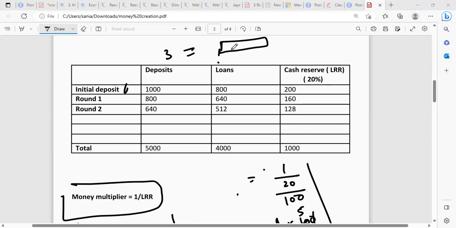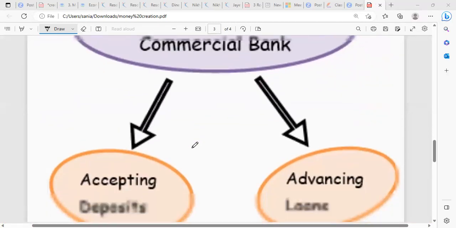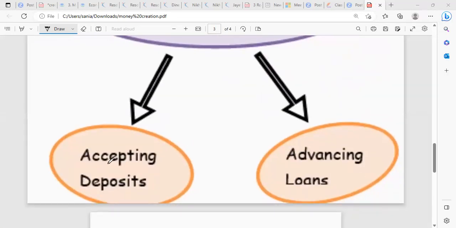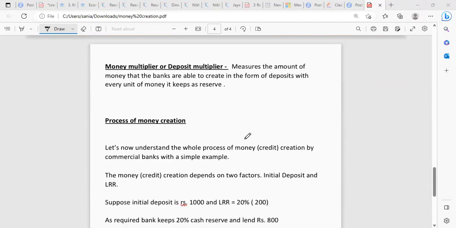Yes, ma'am. Okay, good. Now what we have to do, basically these are the two functions of a commercial bank, you know, that they will accept deposits and they will grant loans, right? So now over here the question is, first of all, you know the formula of money multiplier, or it is also known as deposit multiplier.